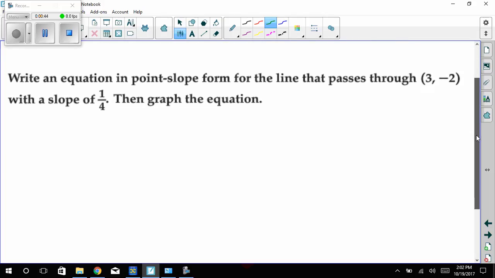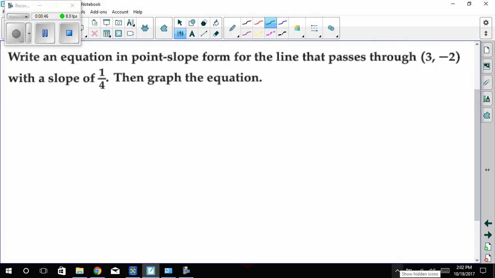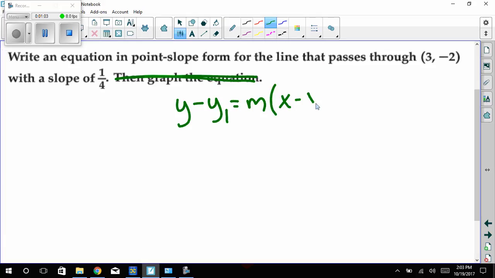So let's jump right into examples. Down here we got an equation of a line in point-slope form for the line that passes through the point 3, -2, and with a slope of 1/4. We're not going to worry about graphing today, so don't worry about anything that says graphing. So we start out with the equation y minus y1 equals m(x minus x1).